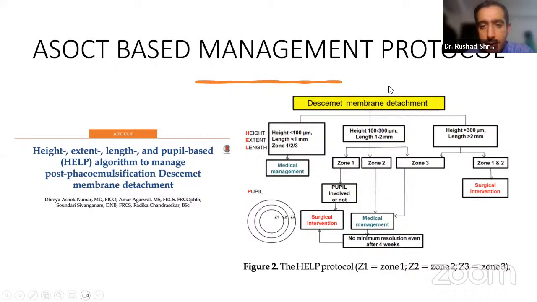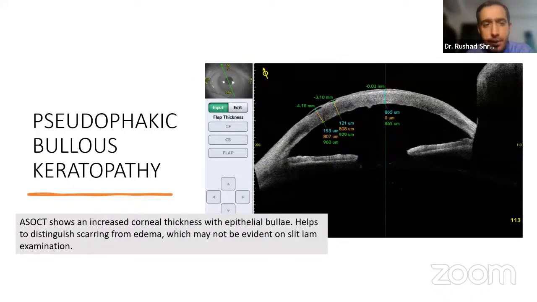If it's in zone 1, whether the pupil is involved or not involved, you'll do surgical management. If it's in zone 2 or 3, you can use medical management like hypertonic saline drops and steroids and watch for about 4 weeks. If it doesn't resolve, then you go in with surgical management. If it's a very small DMD, less than 100 microns in height and less than 1 millimeter in length, you can observe it initially with medical management and see for resolution. So this is a typical PBK, pseudophakic bullous keratopathy. You get these epithelial bullae in the epithelial and subepithelial layer.